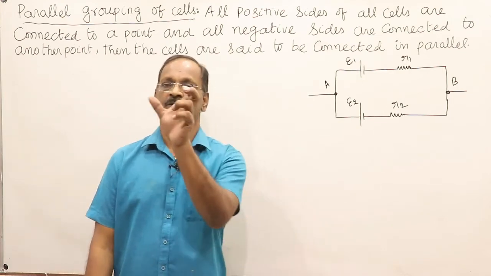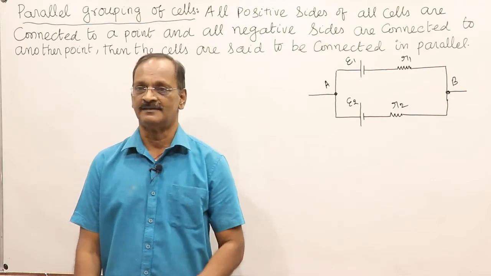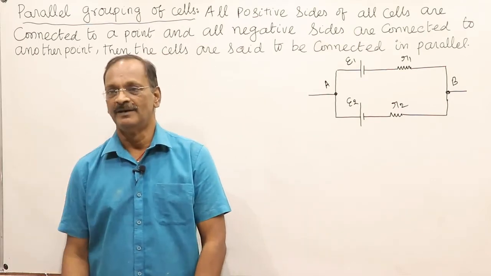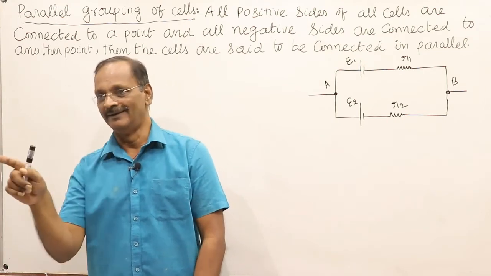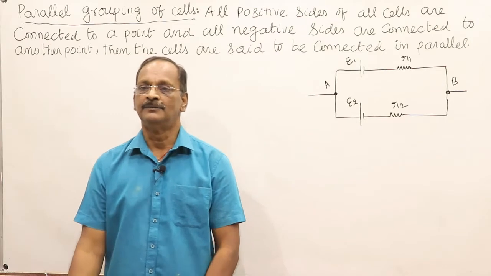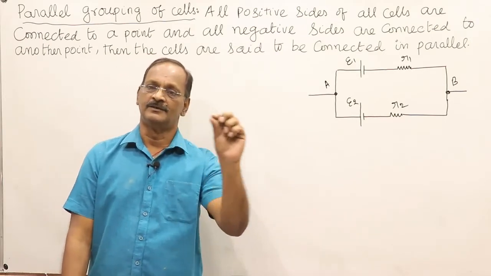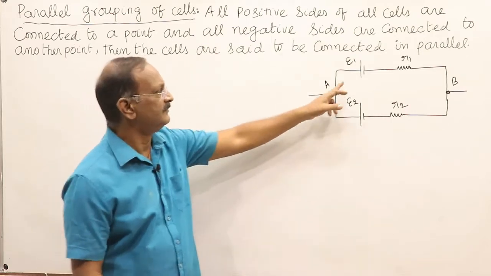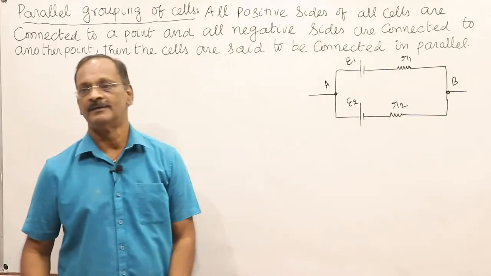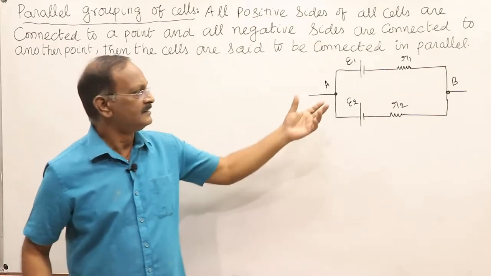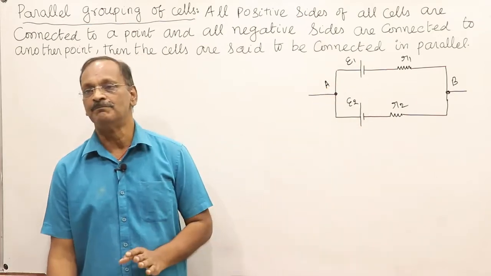Parallel means one cell connected in parallel with many other cells. That is, in parallel grouping of cells, the positive terminals of all cells are connected to one end and the negative terminals of the cells are connected to another end. In this example, we will see a simple case of two cells connected in parallel.